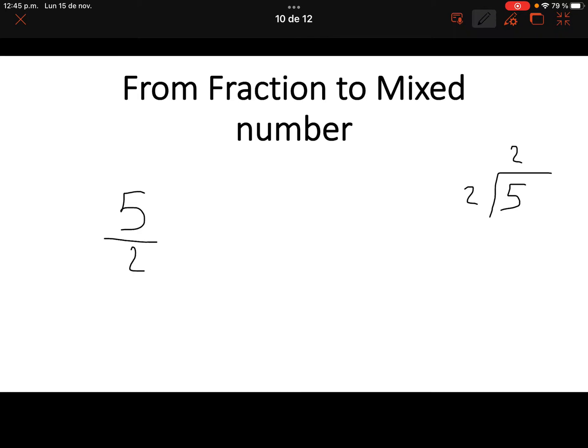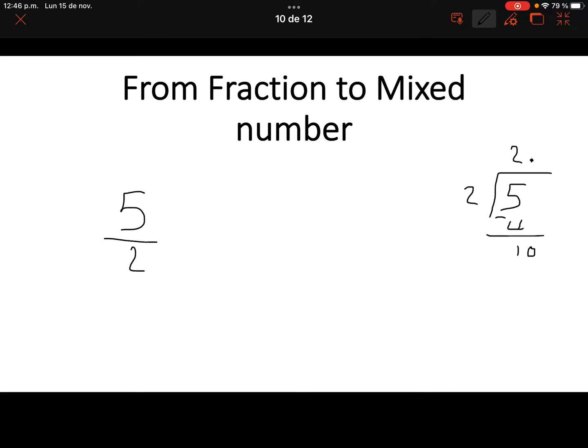2 times 2 is 4. Put it here and subtract. And 5 minus 4 is 1. Obviously, it's not possible to continue the division. That's why we have to put the decimal point here and continue the division. We put the decimal point, then we can put zeros in the remainder part.